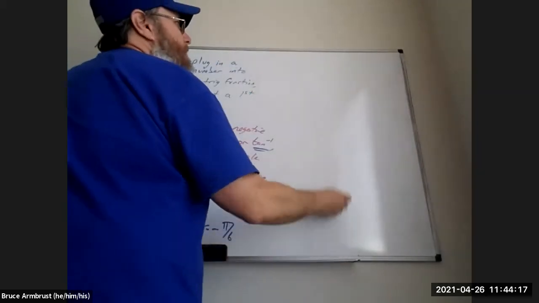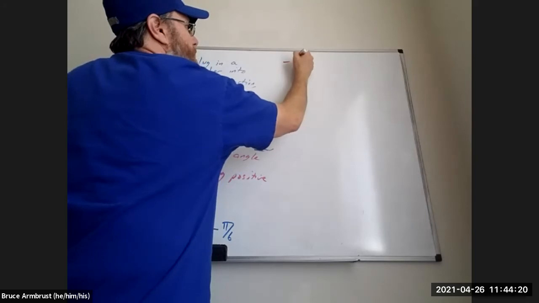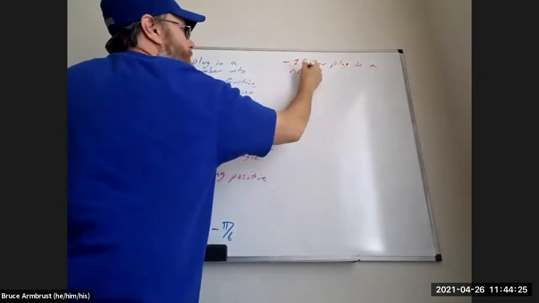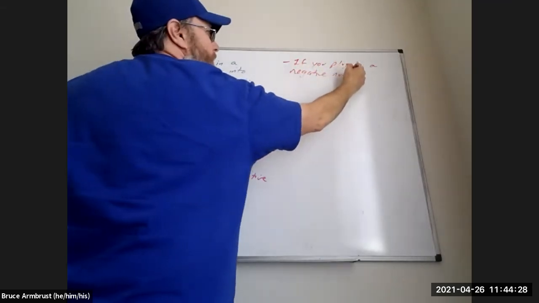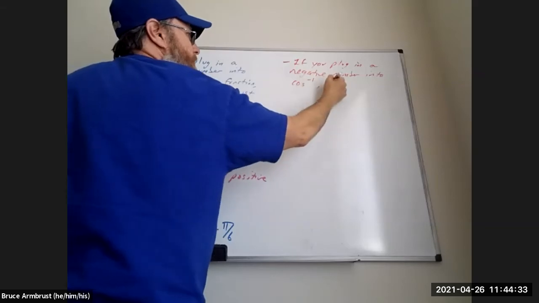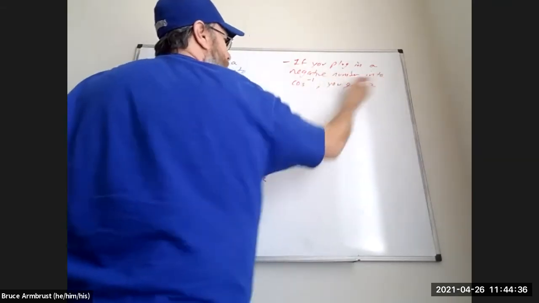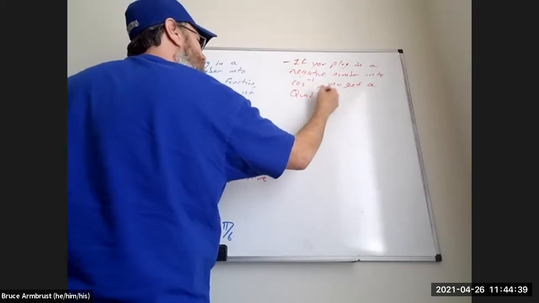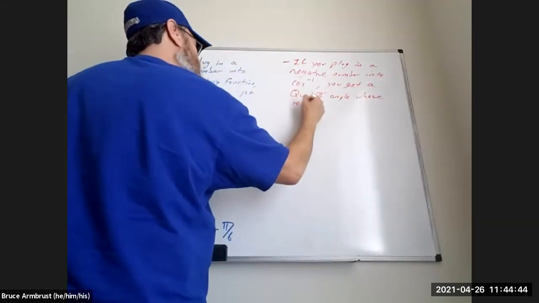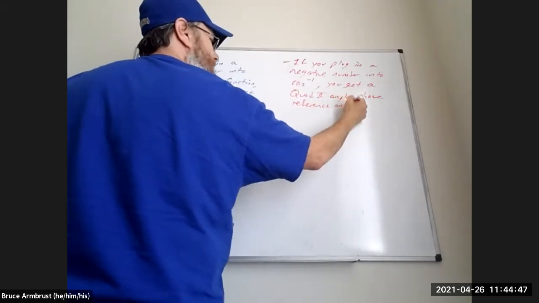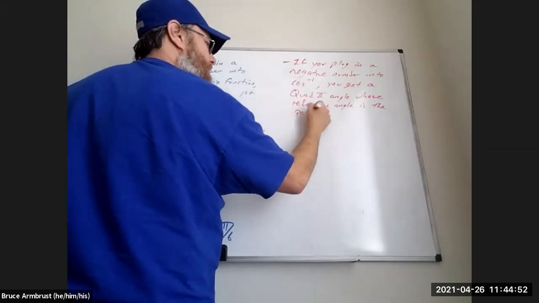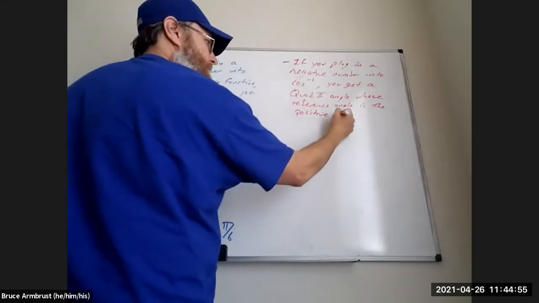That's what it is right here. So if you plug in a negative into cosine inverse, you get a quadrant 2 angle whose reference angle is the positive result.